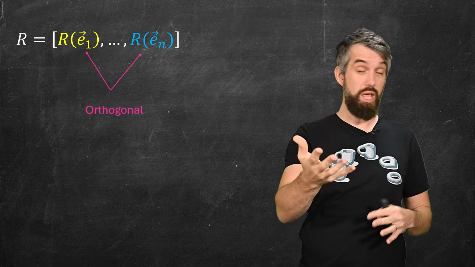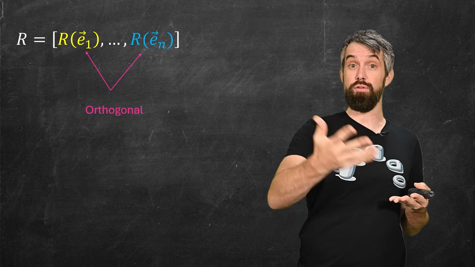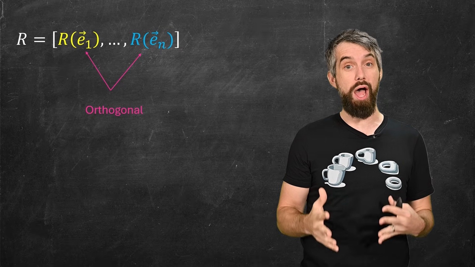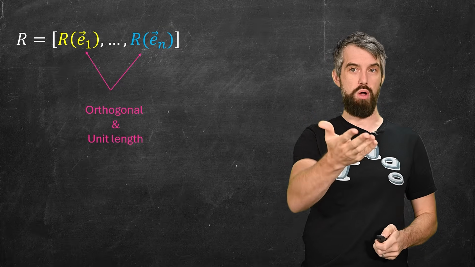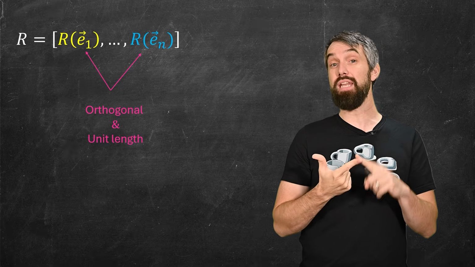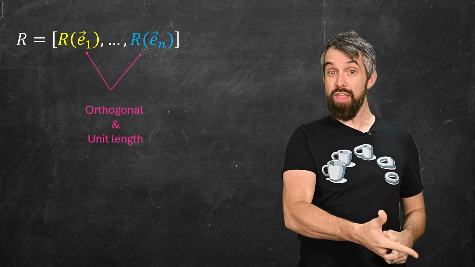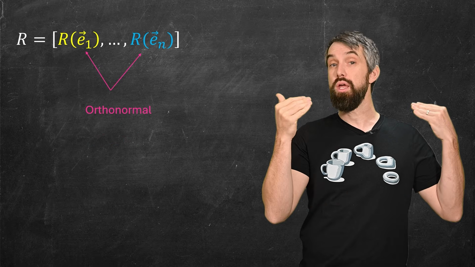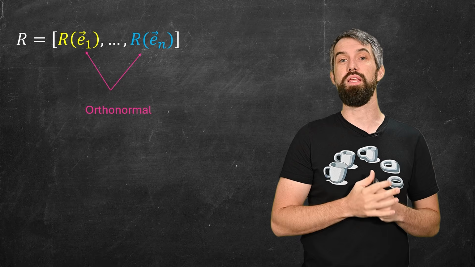And then similarly, we know that rotations preserve length. So if the standard basis vectors E1, E2, and so on are all length 1, the columns are all length 1 as well. So all of these columns in the matrix are orthogonal to each other and length 1. You put those two together, and sometimes we'll call this an orthogonal matrix or sometimes an orthonormal matrix, depending on where you are in the literature.